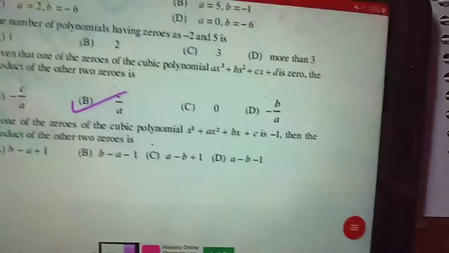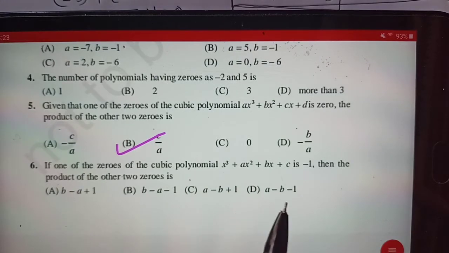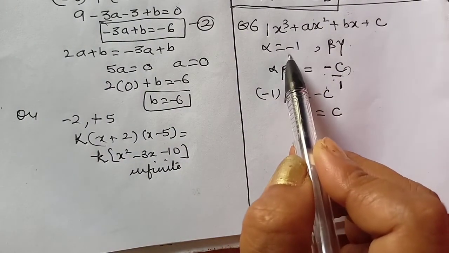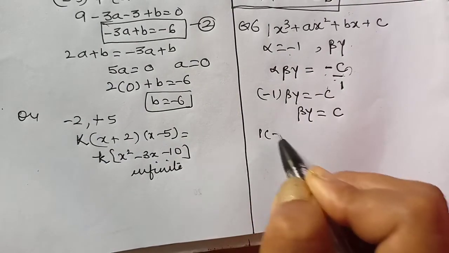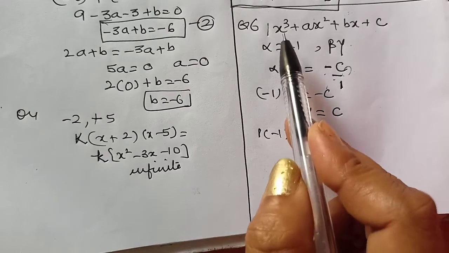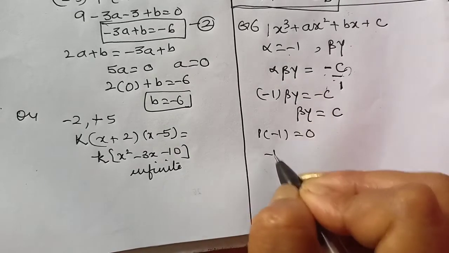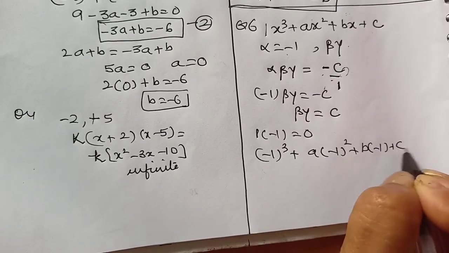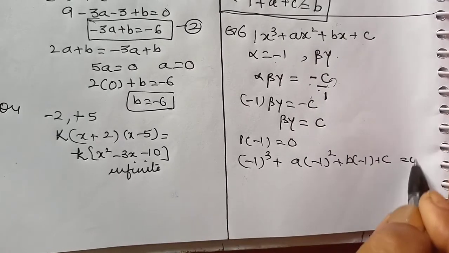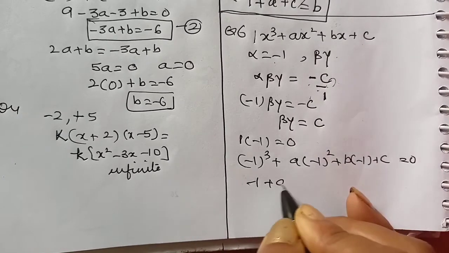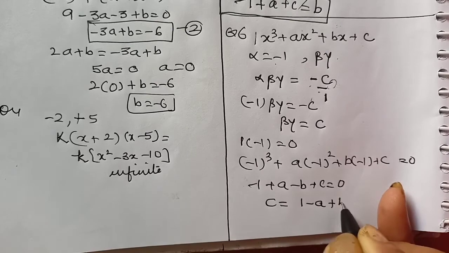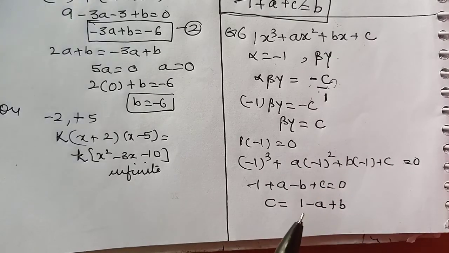But c is not in the options. You see the options, there is no option of only c. So we need to find the value of c actually. If alpha equal to minus 1 is a zero, can I say that P of minus 1 is equal to 0? So wherever I have x, I can put minus 1. I get minus 1 cube plus a into minus 1 square plus b into minus 1 plus c is equal to 0. What do I get? Minus 1 plus a minus b plus c is equal to 0. So the value of c comes out to be 1 minus a plus b. And my answer is also c, and the value of c is 1 minus a plus b.